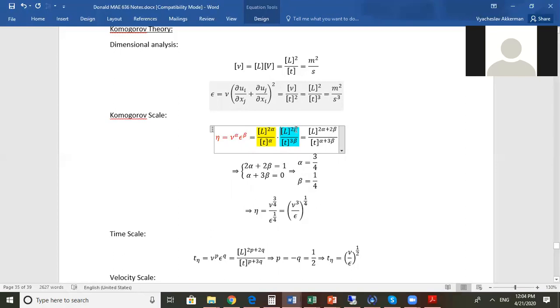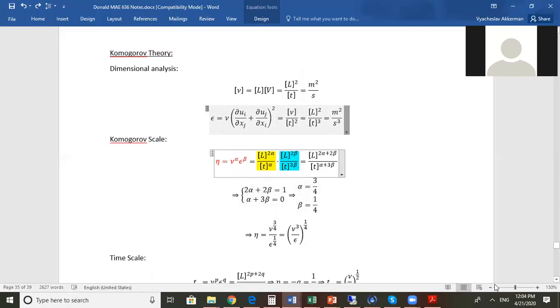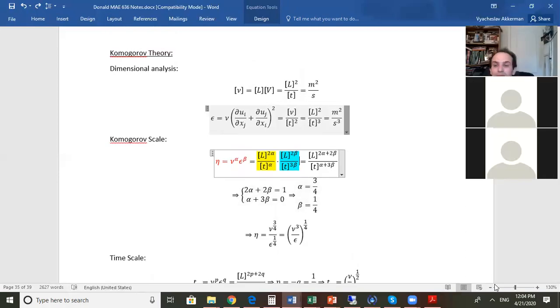Anyway, so if I remove this, this is my epsilon. So if I put it like this, that will be what? This will be my viscosity. This will be my term here. So that's what I have. And altogether, do you agree that it will be nu to the power alpha, epsilon to the power beta? And if I calculate together, it will be this one.